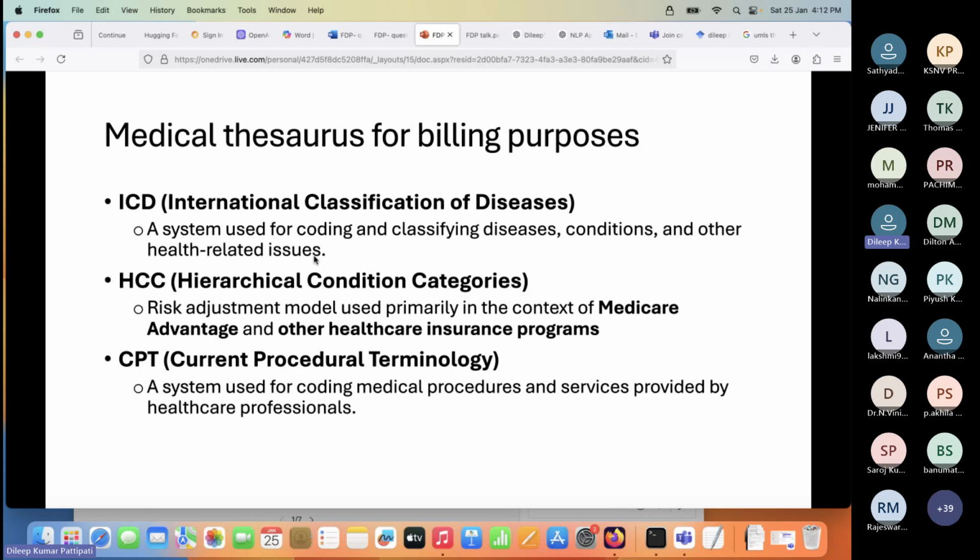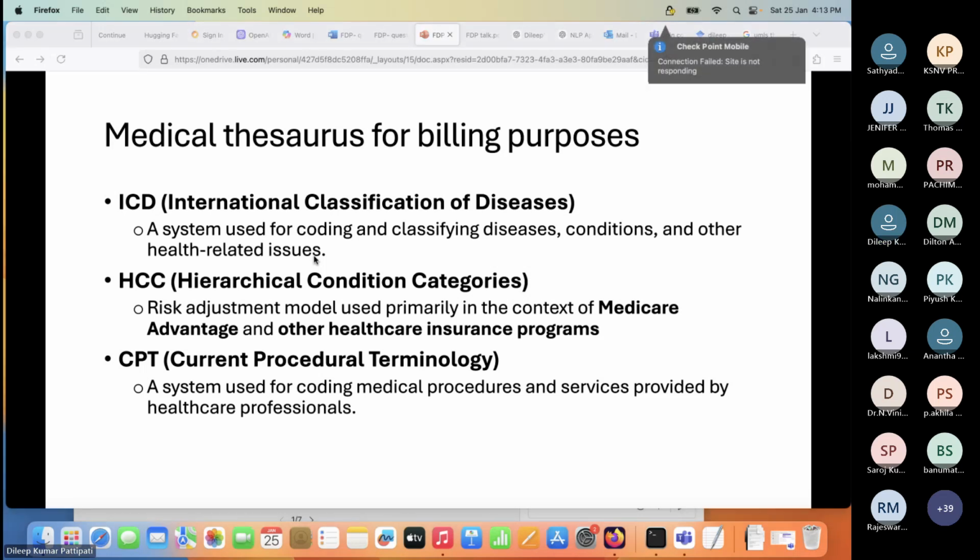HCC is a subset of ICD and is primarily developed for Medicare, which is the US government program. They have their own risk adjustment model. Risk adjustment means that next year's premium will depend on the patient's condition. Not every person needs to pay the same premium, right? It all depends on the health of the patient. For that, they have come up with a risk adjustment model, which comes under HCC.